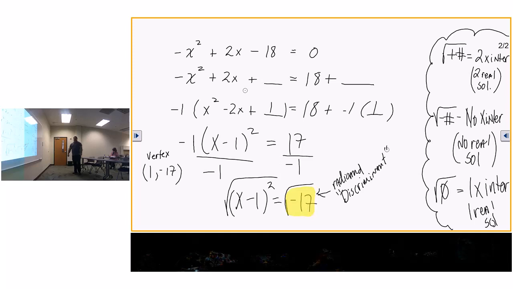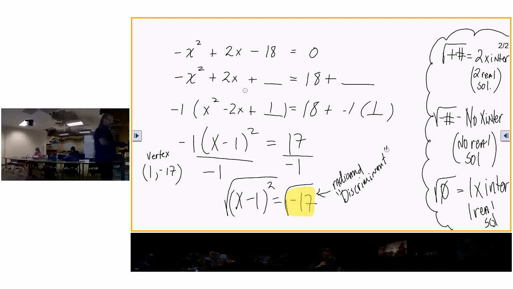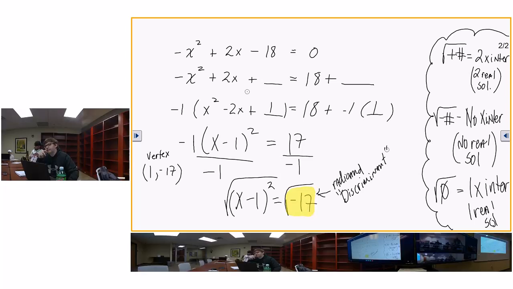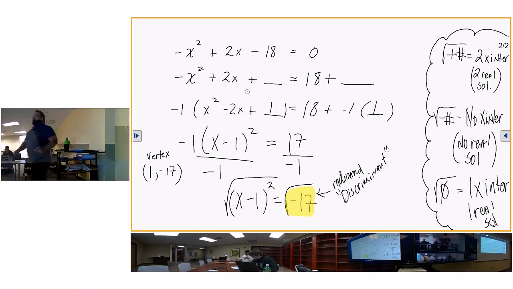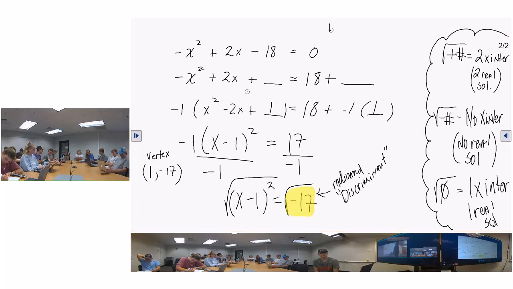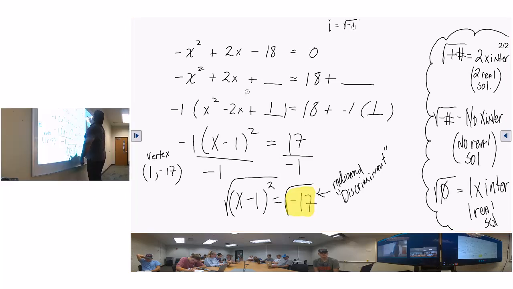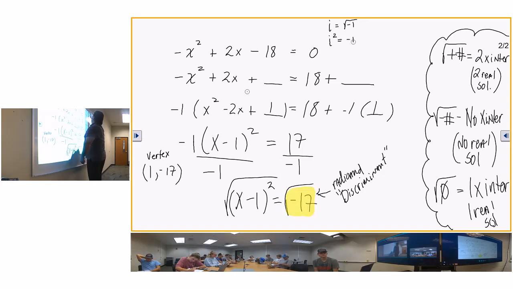Now, finish it. Well, we don't have any x-intercepts. Finish it. Write it in terms of i. When you put the i next to the radical, we break it up, because what is i? i is equal to the square root of -1. i squared is equal to -1. Is that important? Very important.